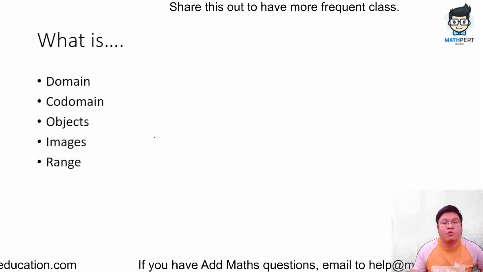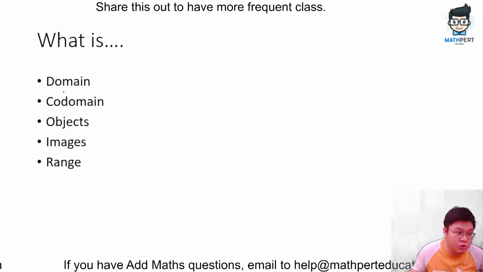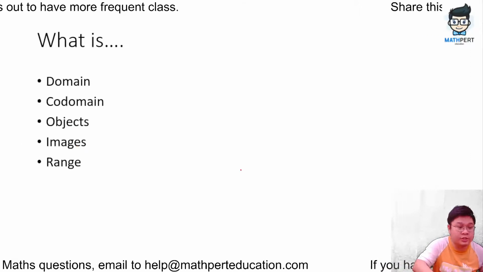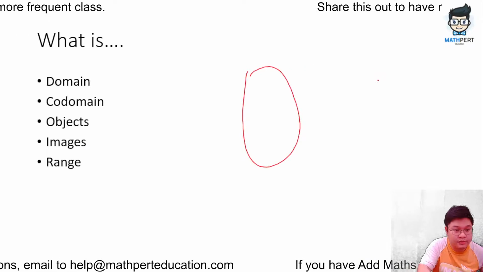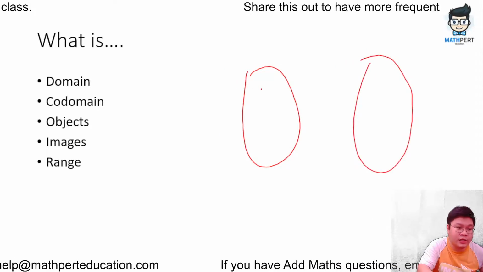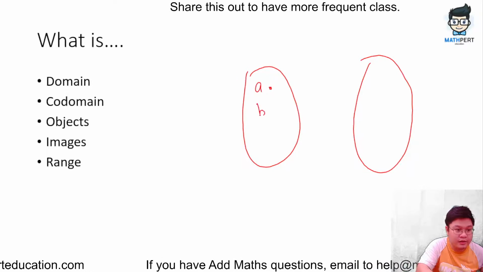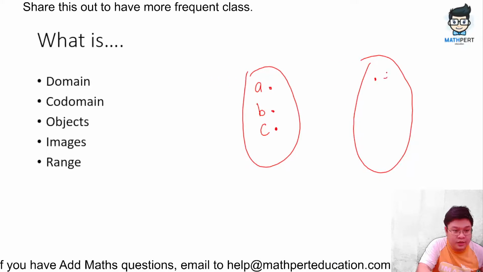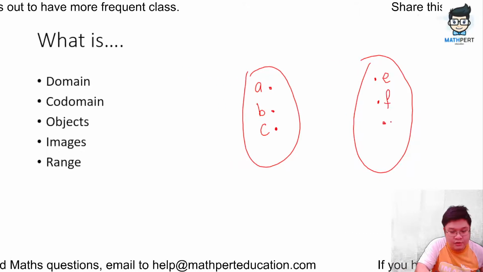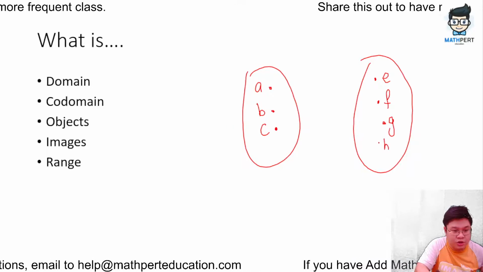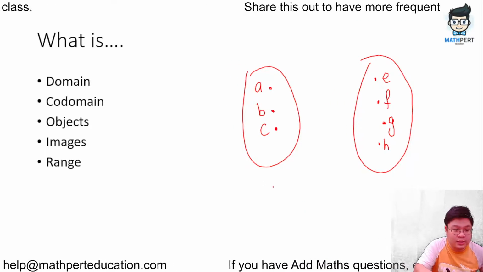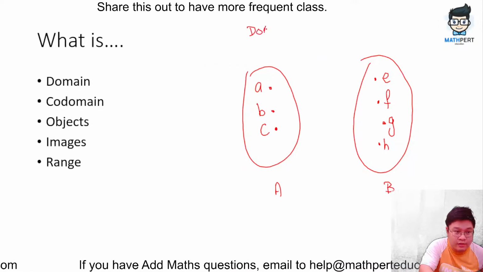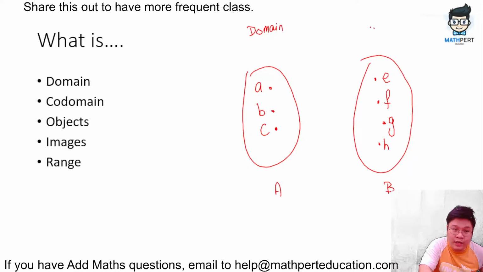So next, what are the terms? Domain, codomain, object, image, and range. Let's use the similar arrow diagram again. This time I use A, B, C, and then this will be E, F, G, H. So this is set A, set B. This one we call the domain, and the other one we call the codomain.